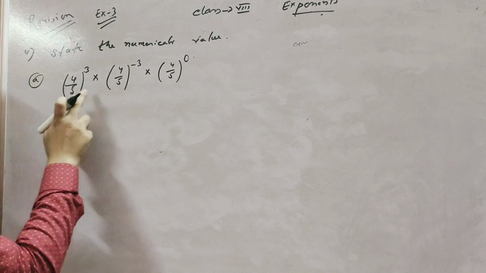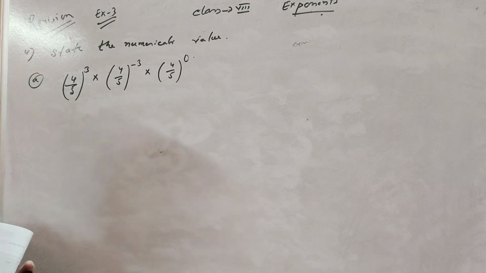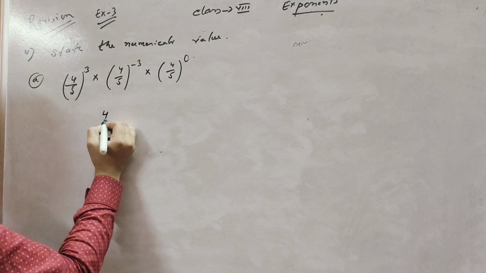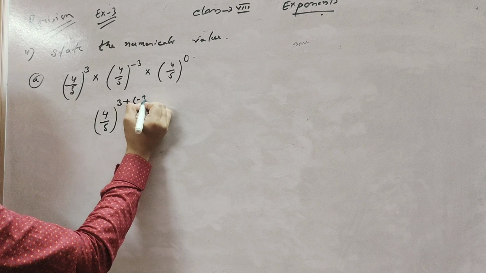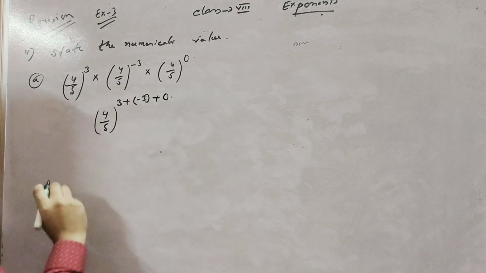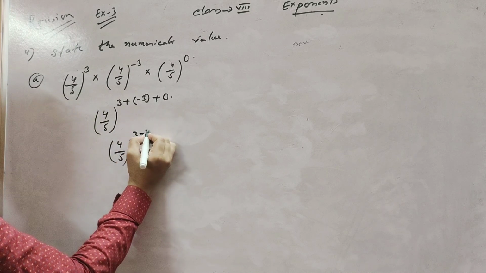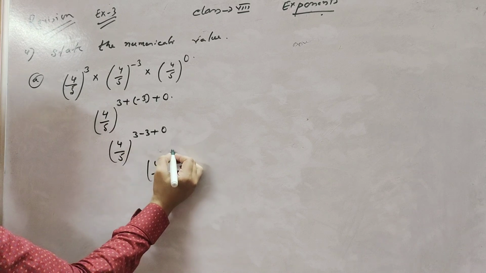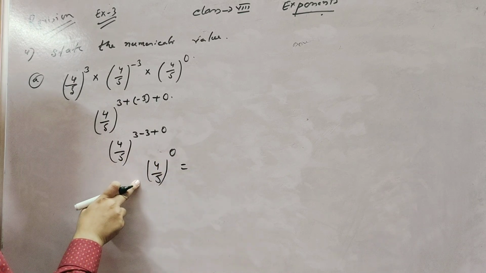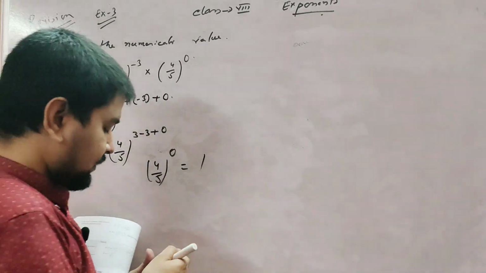You see, the same base is given, and we know very well that with the same base all the powers get added. So 4 to the power 3 plus -3 plus 0. So 4 to the power 3 minus 3 is 0. So we know that any base with the power 0 means 1. Okay, note.